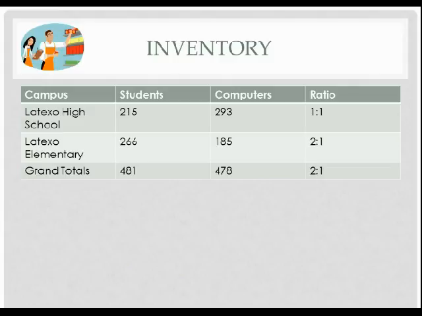An inventory of our student-to-computer ratio shows that we have 215 students in the high school campus with 293 computers. So we are actually beyond one-to-one at the high school. Granted, some of those are a bit antiquated or stationary. Then on the elementary campus, there are 266 students with 185 newer model computers with a ratio of approximately 2-to-1. So for the grand total, our district has 481 students, and we're just shy of that with 478 computers. So we are so close to being 1-to-1, but we are just a few away as it stands right now.